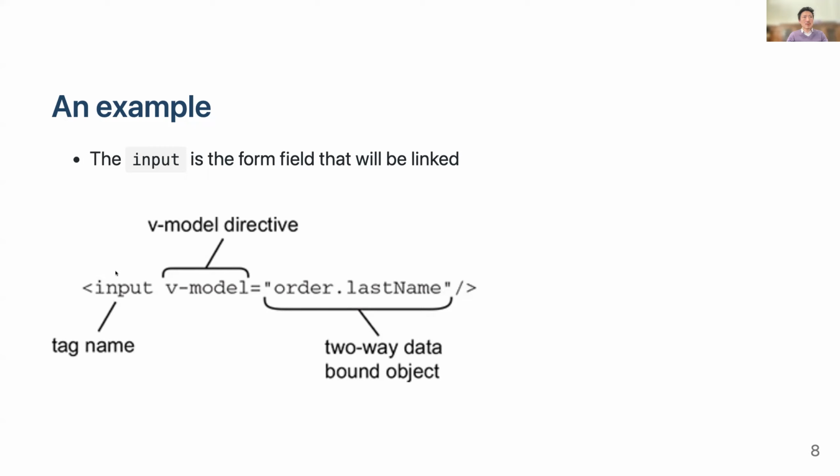Okay, so you can see here we had the input element, and that will be linked to order.lastName. So this will be a variable defined in the view. I assume in the data property you would have an object called order, and in that particular object it has a property called lastName. And this way it will bind or link whatever is in the input field and order.lastName.